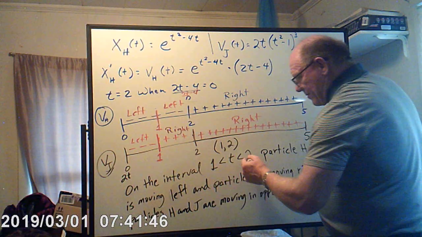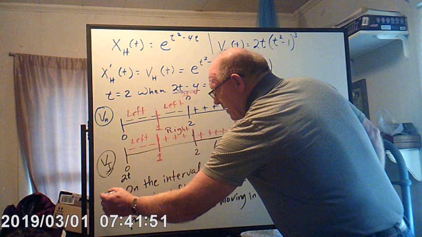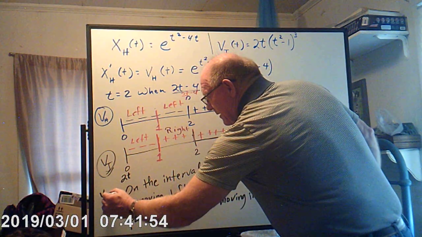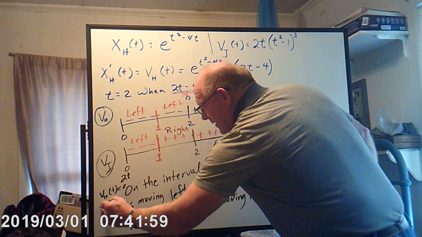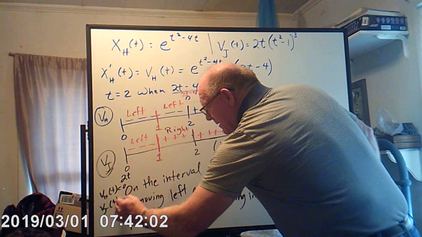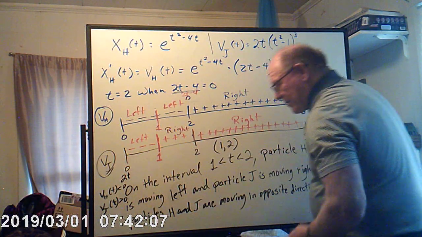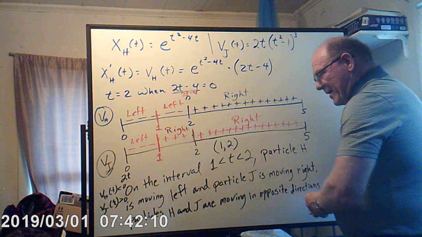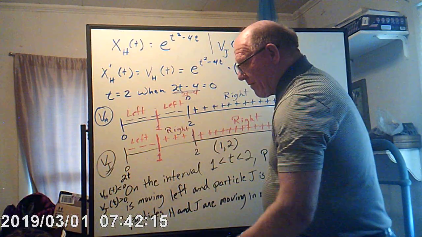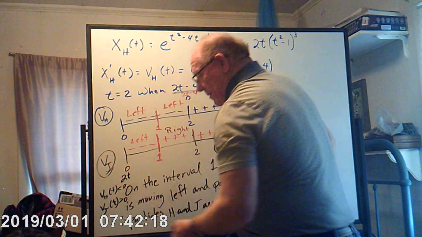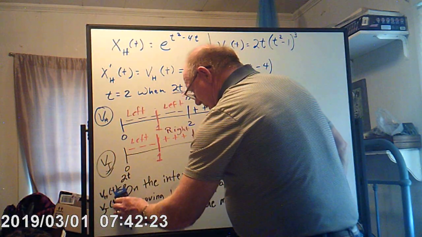You can say on the interval where t is between 1 and 2, h at t is less than 0, and j at t is greater than 0. So obviously they're going in opposite directions. You can say a number of things. Any of those will be sufficient, or should be anyway. Less than 0, negative, moving to the left, and this is going to the right.